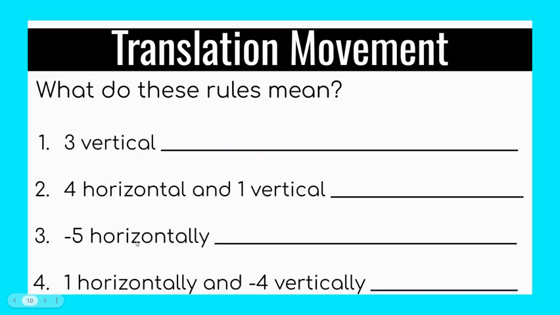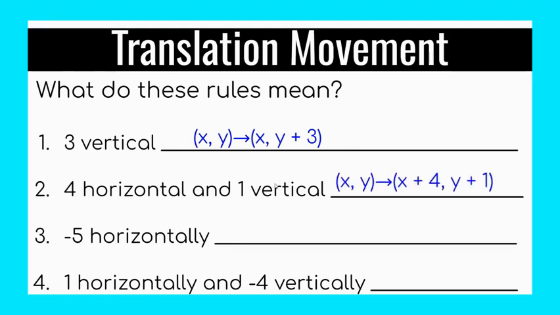Now from the words, we're going to translate that to the rules. 3 vertical, that 3 is positive. Vertical means we're moving up or down, so I must be moving 3 up in the Y, so that's +3. There's no comment about horizontal, so X is just going to stay the same. 4 horizontal and 1 vertical. The 4 is positive, so I must be adding in the X, and the 1 is positive, so I'm adding in the Y. -5 horizontally, I must be moving to the left, so I'm going to subtract from X, and then there's no mention of vertical, so Y stays the same.